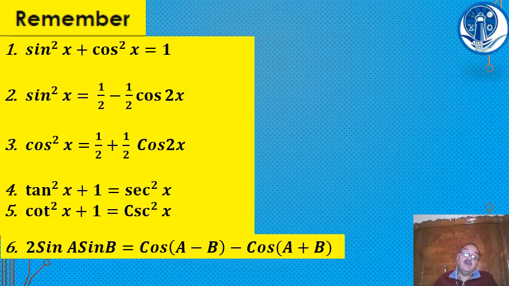And 2 sine cosine is cosine a minus b plus cosine a plus b. This is the rule you can find. This is a and this is b. In the previous slide, it was 2 sine a cosine b. But here it is 2 sine a sine b. You can prove it equals cosine a minus b minus cosine a plus b.